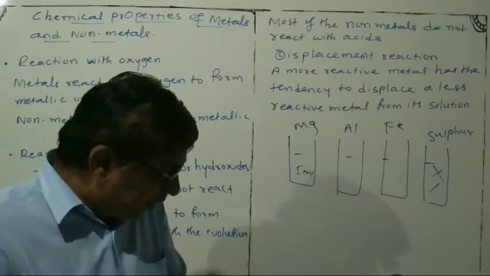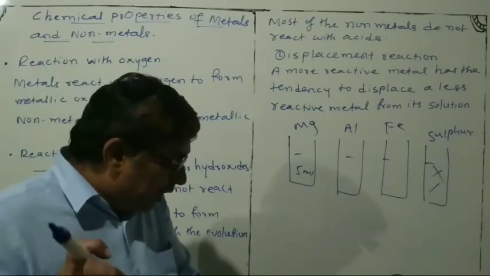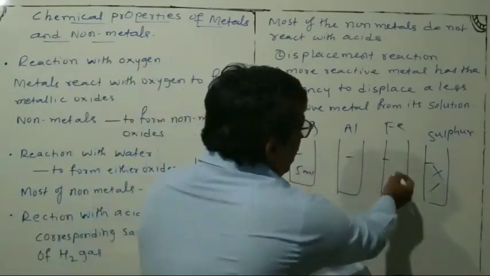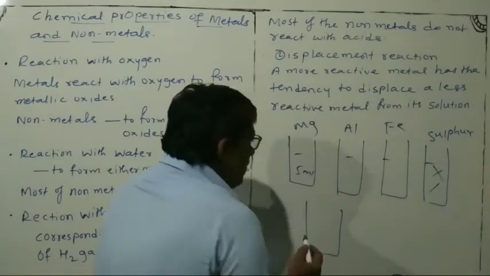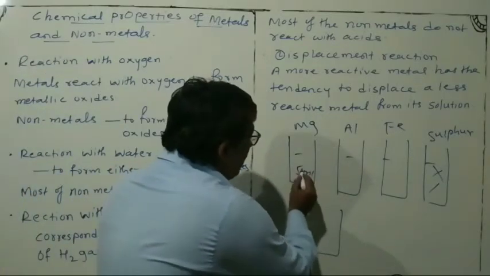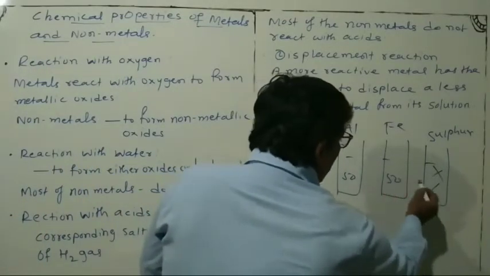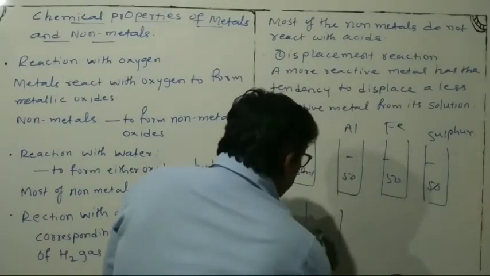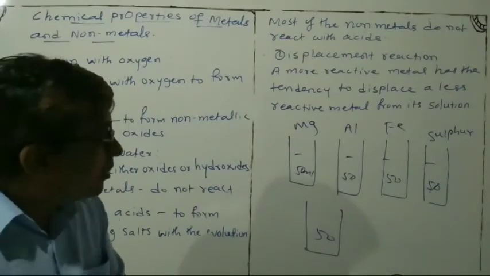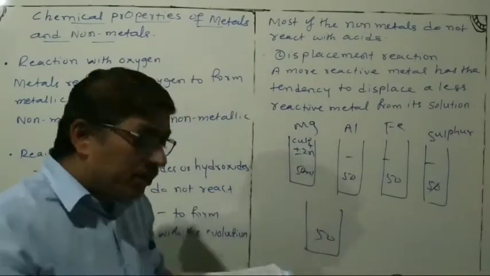To understand this, we will do an activity. Take 5 beakers, 100 ml each, label them A, B, C, D and E, and add 50 ml of water to each. In beaker A, add copper sulfate, CuSO4, plus zinc. Zinc granules means zinc pieces.